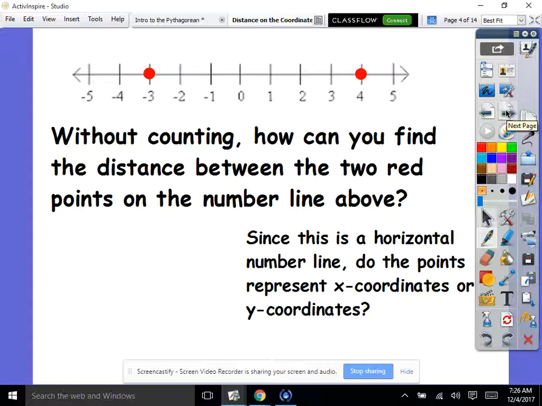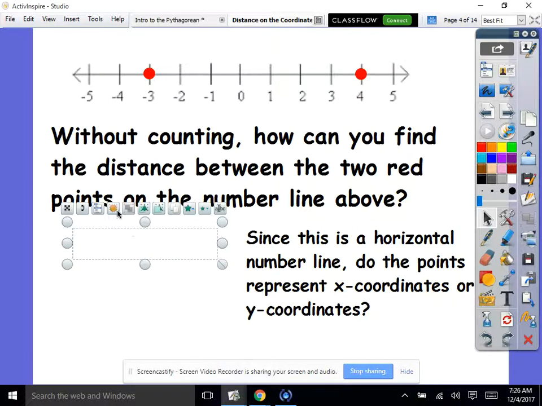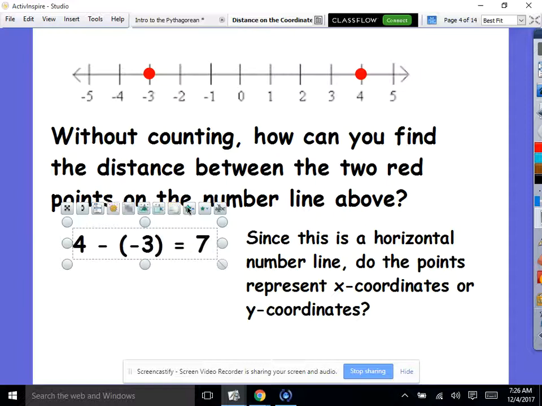All right, so without counting, how can you find the distance between the 2 red points on the number line above? Think about that. We don't want to count. We want the quickest way to find that distance. And the quickest way to do that would be to subtract, to find the difference between the two numbers of the dots. So 4 minus -3 is equal to 7.